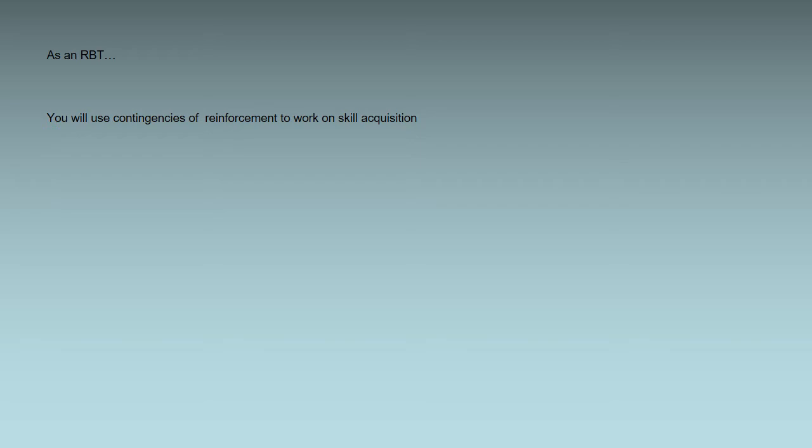As an RBT, you will use contingencies of reinforcement to work on skill acquisition, also known as teaching skills. Again, as an RBT, you will use contingencies of reinforcement to work on teaching them items that address the skill deficits in their lives. So basically, whatever they need help with, we're going to be using reinforcement contingencies to improve their skill set.